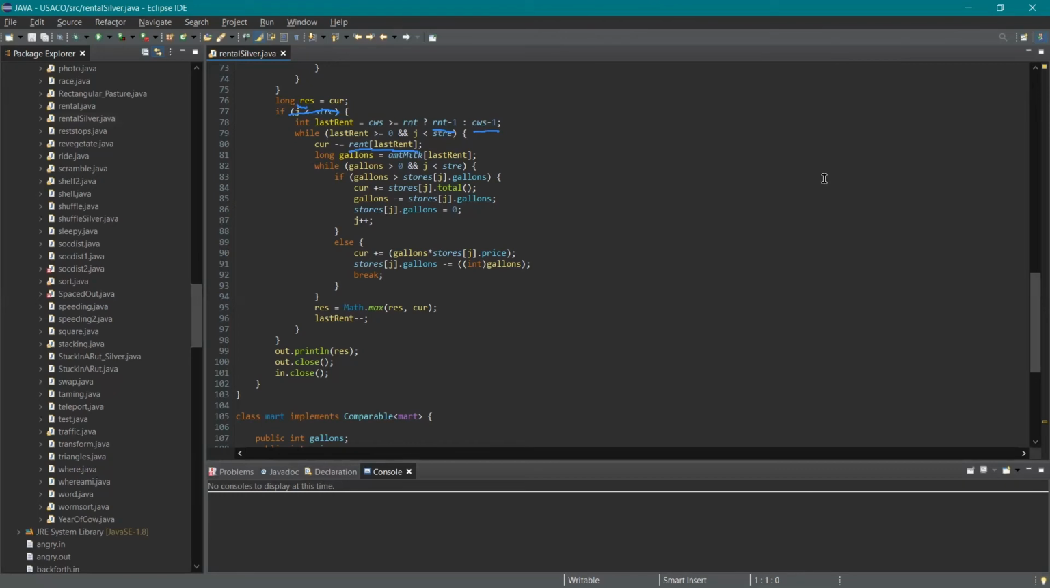Then we again use that same situation with total. We add up, and else current plus equals gallons, because if we have fewer gallons than the store is requesting, then we only give them what we have. And the result would be Math.max of result, because we're trying to find the maximum, and then last rent.